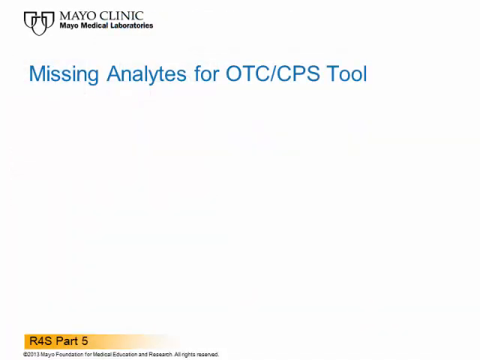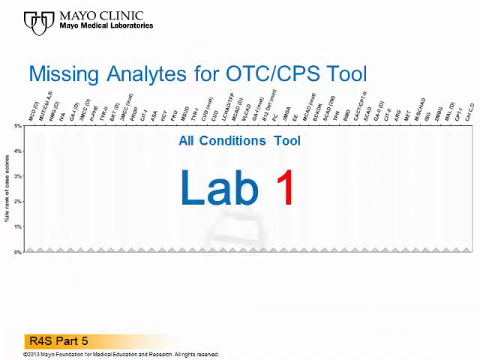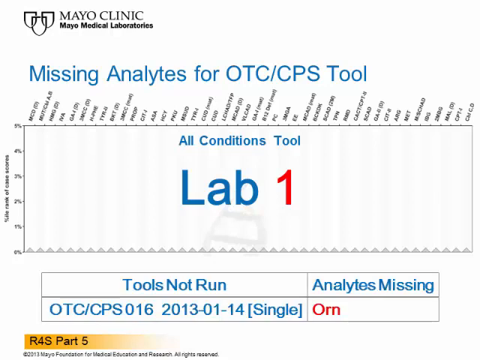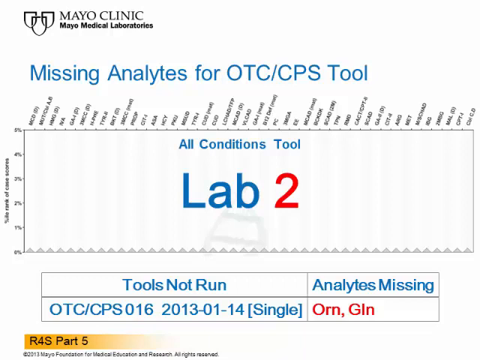For example, the same profile of a true positive case described earlier would not appear in the All Conditions tool for a laboratory we will call Lab 1. The tool, however, would include a warning that the OTC CPS tool did not generate a score because one required analyte, ornithine, was not measured by this particular laboratory. The same outcome takes place for another site, called Lab 2, but the failure to calculate a score is compounded by a second missing analyte, glutamine, in addition to ornithine.